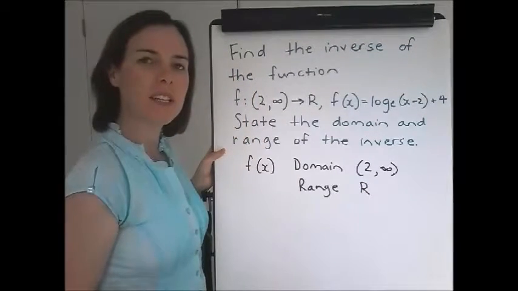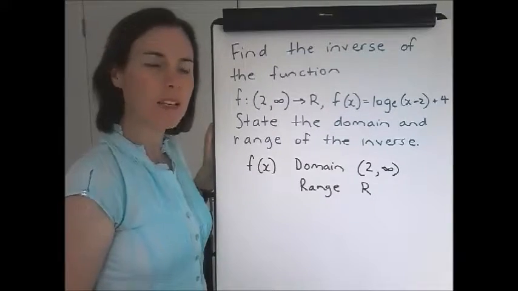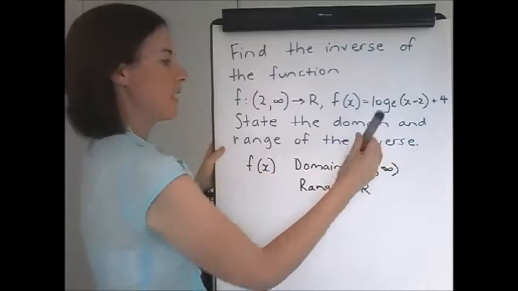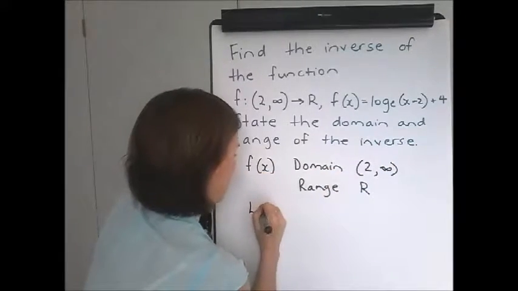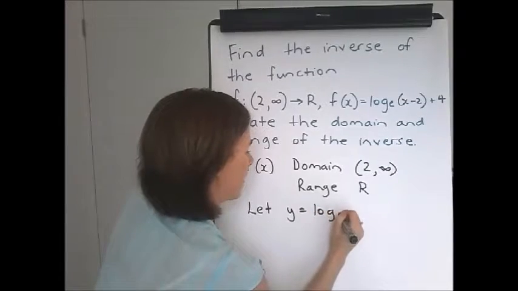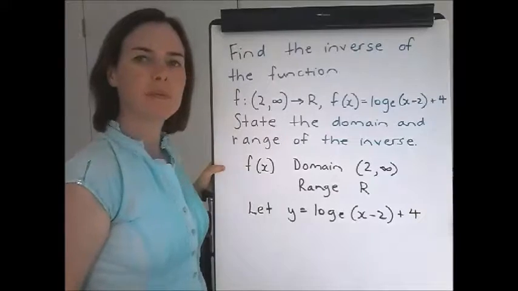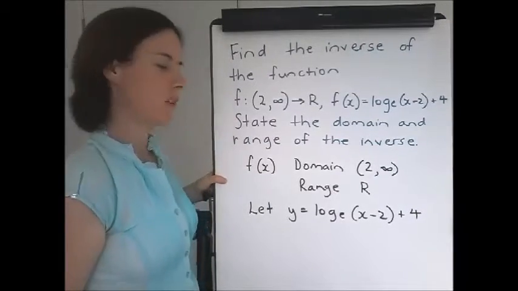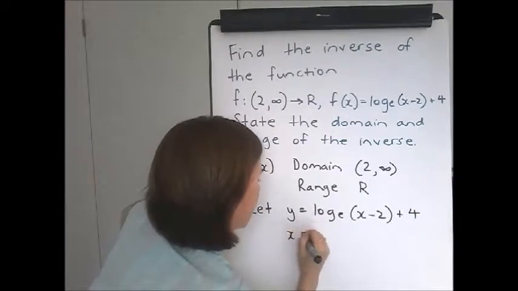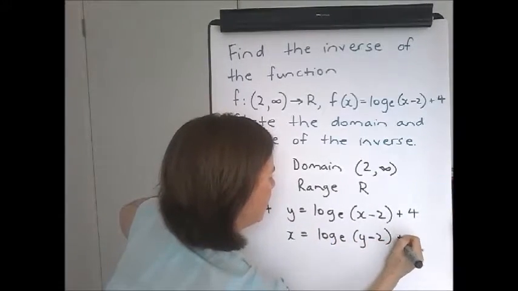Now we need to find the inverse of it. To find an inverse, we swap x and y, but there's no y mentioned anywhere here, so I'm going to say let y equal log base e of (x take 2) plus 4. And then I will swap x and y. So x equals log base e of (y take 2) plus 4.